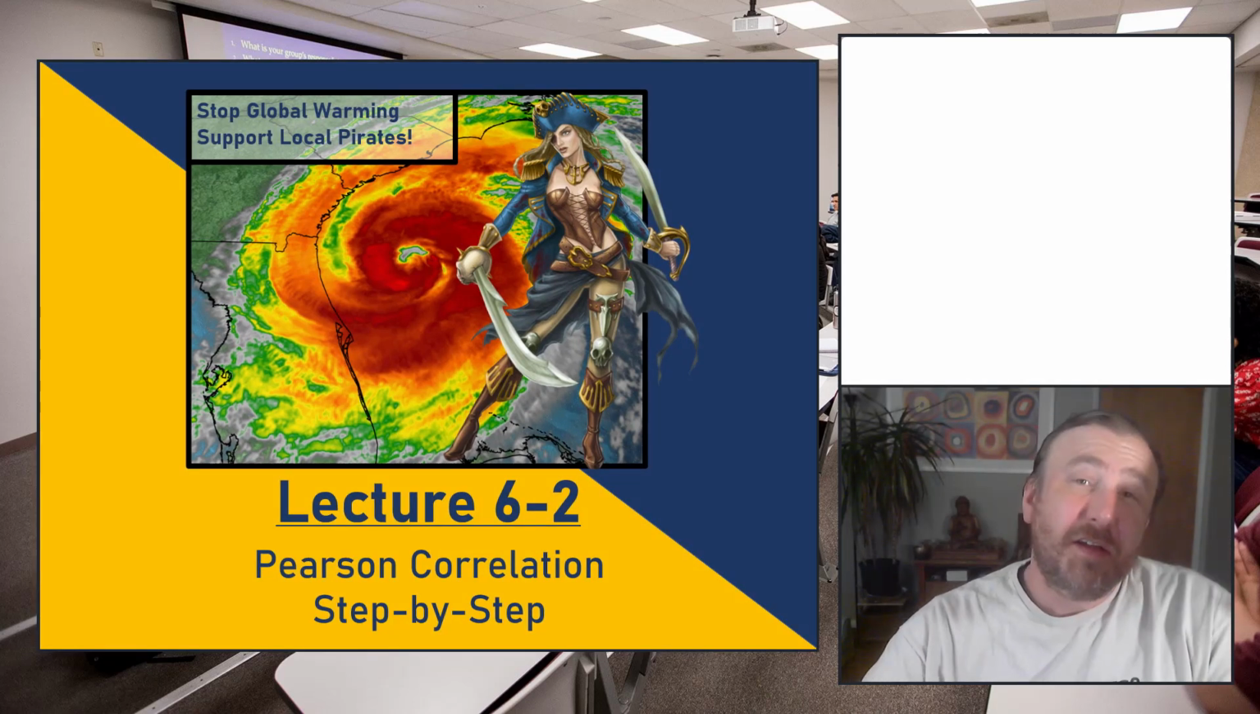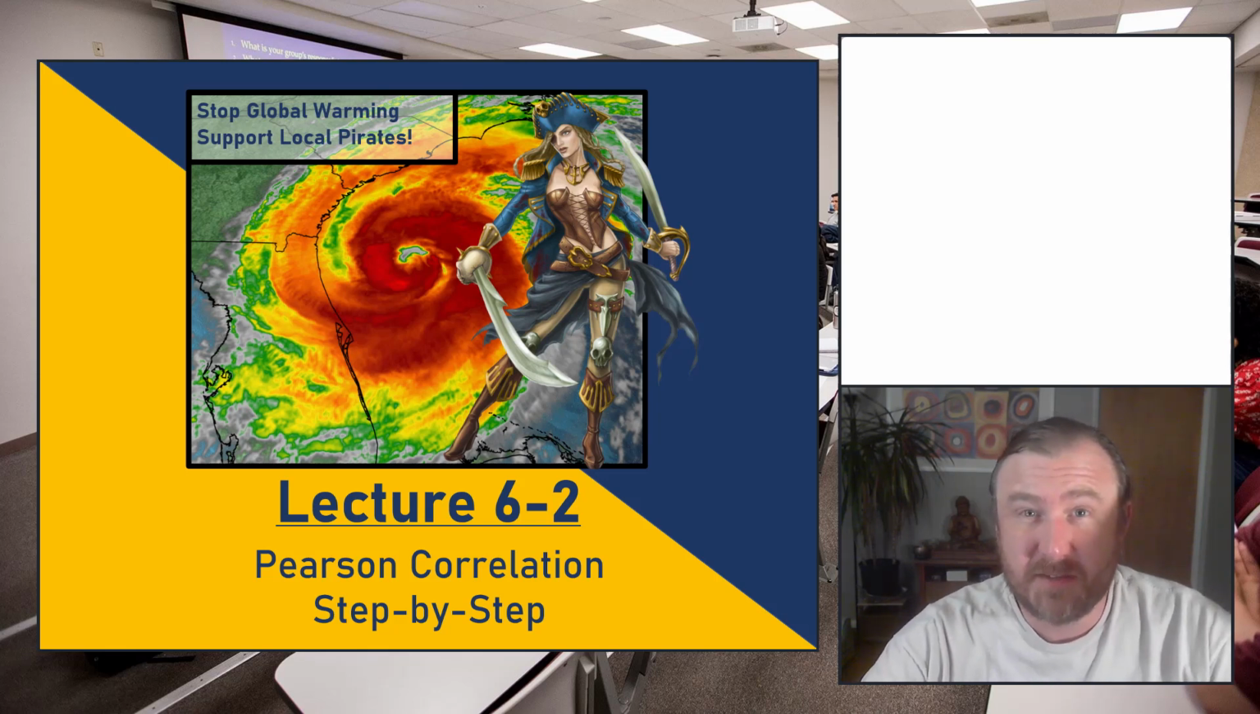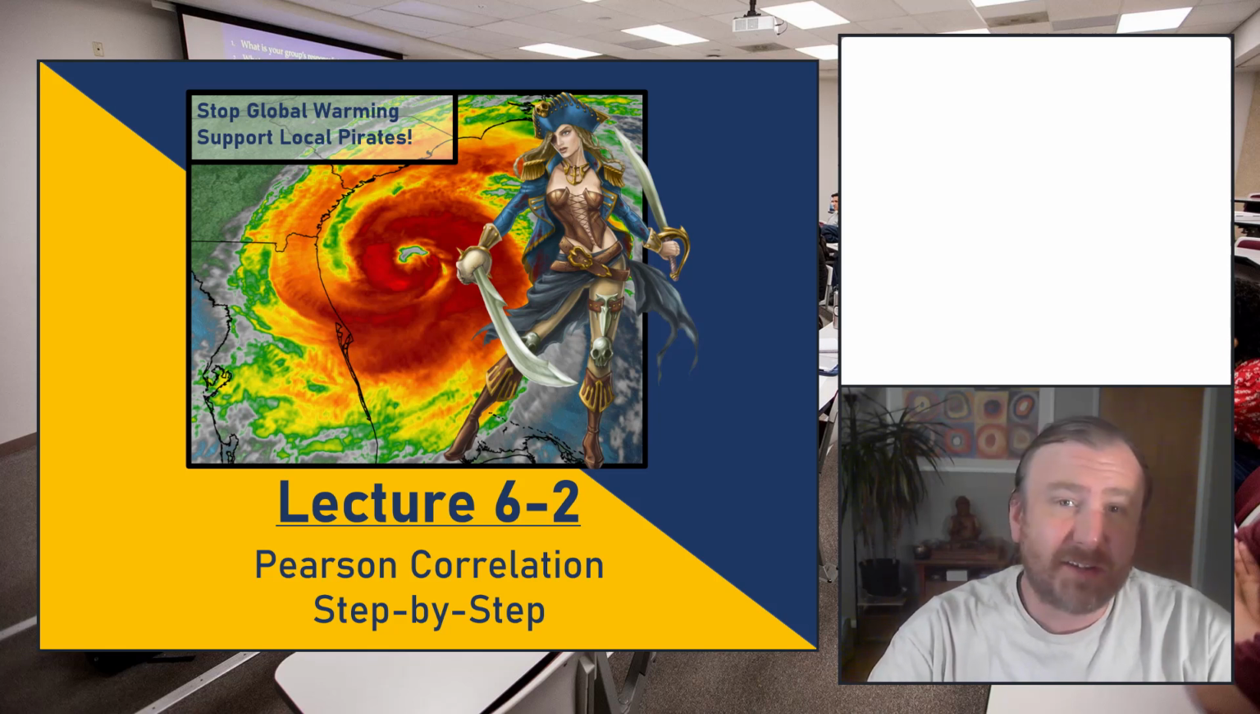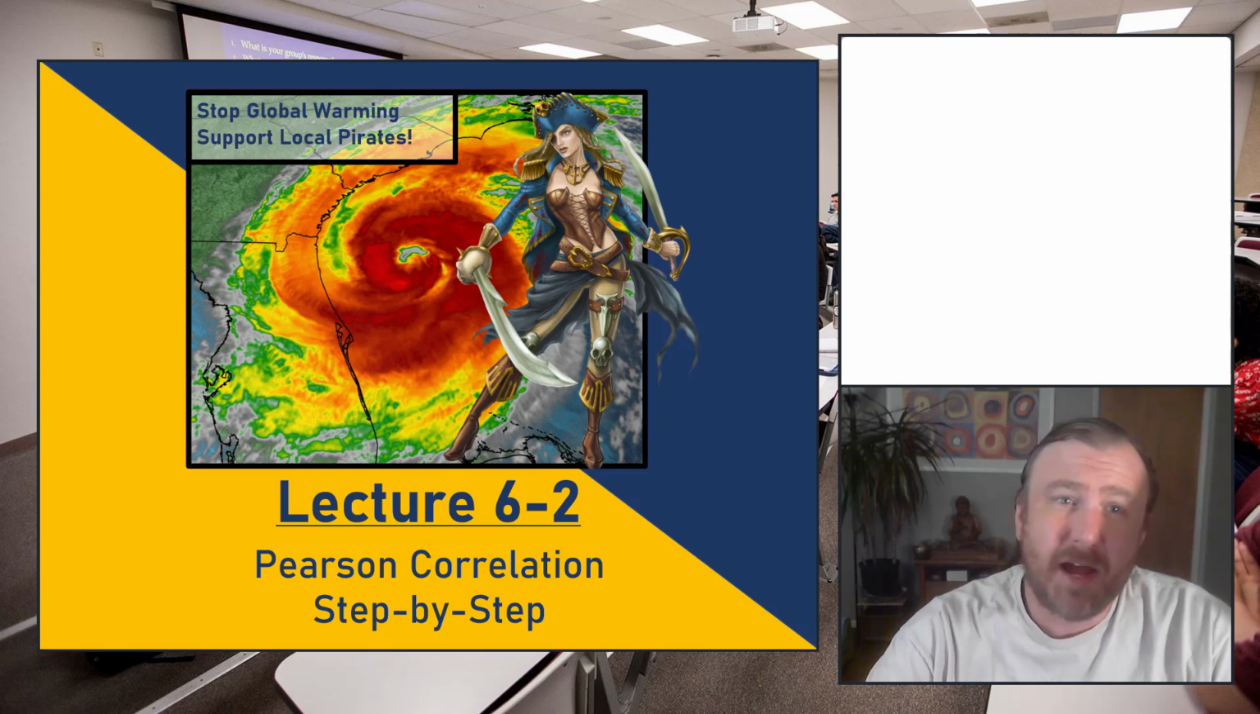Hi, everyone. So this is an introduction to statistics for the psychological sciences. My name's Rob, and this is the second part of the 6th lecture. In this lecture, we are going to go through the hand computation of a Pearson product moment correlation step by step. So without further ado, we'll just dive right in.